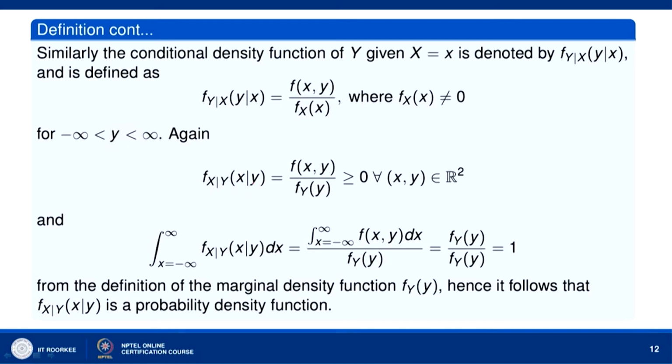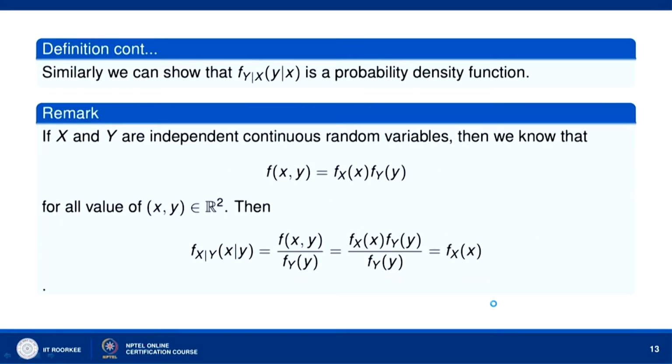Again, f(x|y) equal to f(x,y) over f_Y(y) is greater than or equal to 0 for all (x,y) belonging to R square, and the integral over minus infinity to infinity of f(x|y) dx equal to the integral over minus infinity to infinity of f(x,y) dx over f_Y(y), and this is independent of x. So, we get this integral as f_Y(y), and f_Y(y) over f_Y(y) is equal to 1. So, from the definition of marginal density function, we find that this value is equal to 1. So, f(x|y) is a probability density function. Similarly, we can show that f(y|x) is a probability density function.